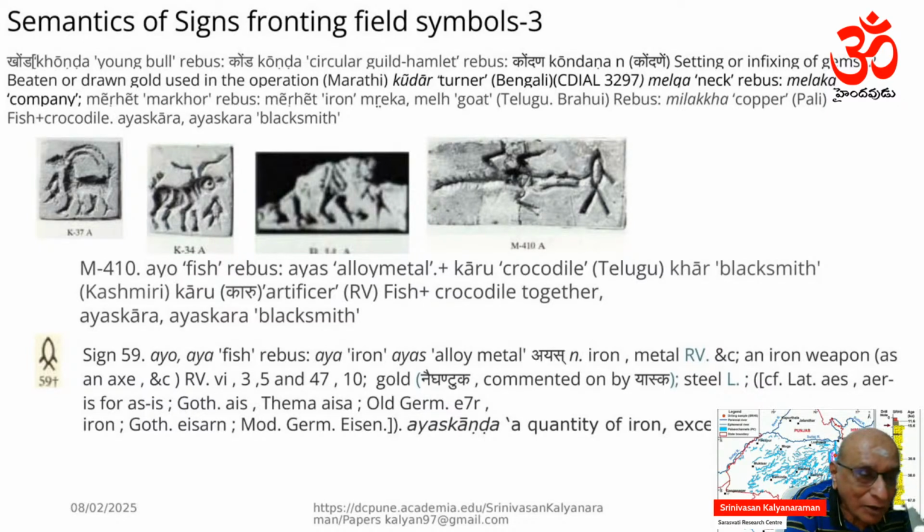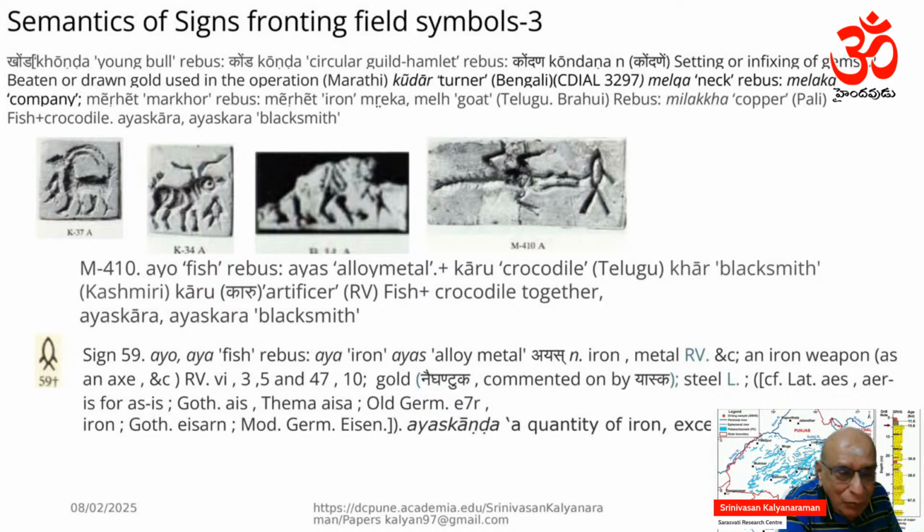A goat with horns flowing backwards, and in front of it a fish. What is a fish? You have seen Aya is a fish. Aya is alloy metal. Alloy metal of what? Copper. Goat is Melakku, copper.